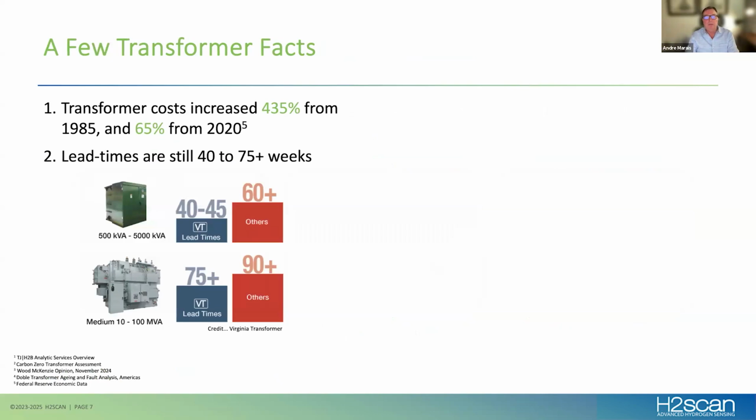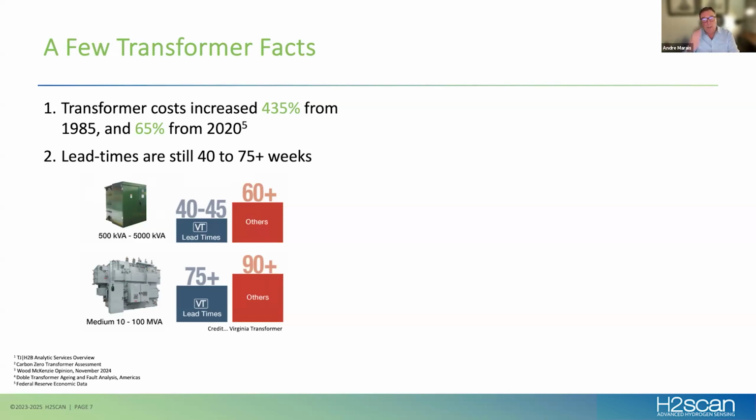So to understand why that really matters, let's take a look at a few of the transformer facts. Firstly, transformer costs have increased 435% from 1985, but just since 2020, it's increased 65%. Lead times for transformers are still somewhere between 40 weeks and 90-plus weeks. This is courtesy of the Virginia Transformers website, where they have published, as of yesterday, the typical lead times. And it becomes rather obvious that we need our transformers to last longer.